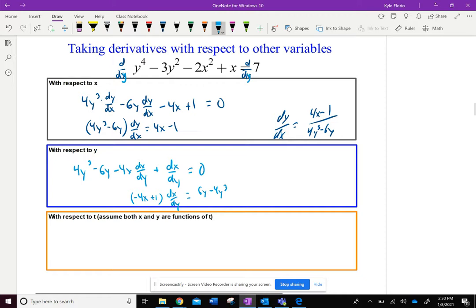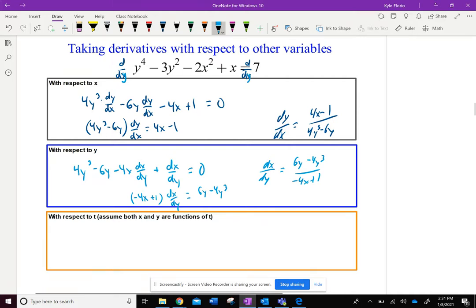And that's our answer. So the derivative of x with respect to y is going to be 6y minus 4y cubed over negative 4x plus 1. You guys might notice that if we flip the dy/dx, I get dx/dy. And that will be true. So you can check if you did it right by looking at that, but make sure you go through the process. Because what we do on the bottom here is what we're going to do most of the time when we're taking the derivative.